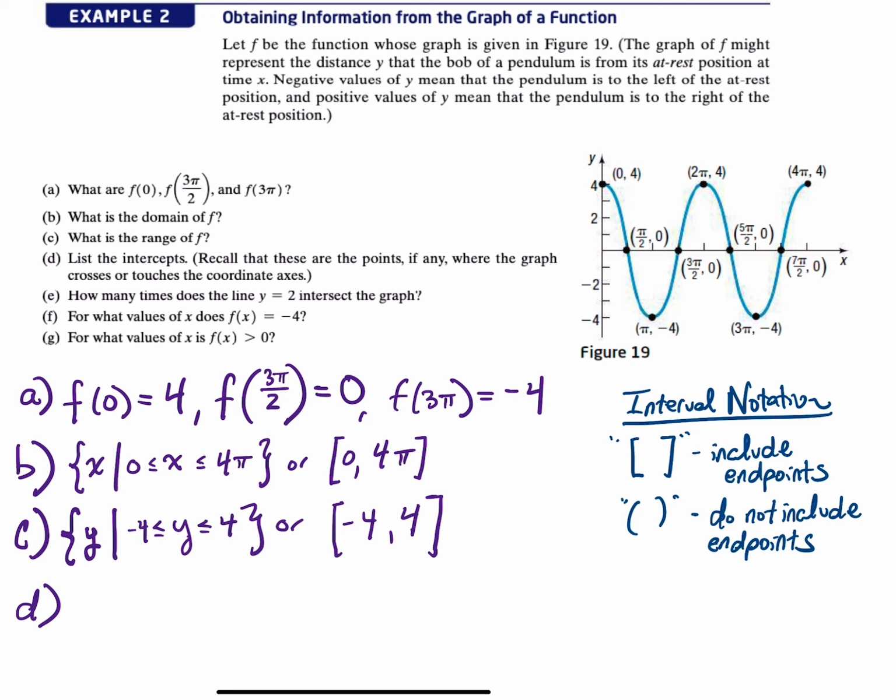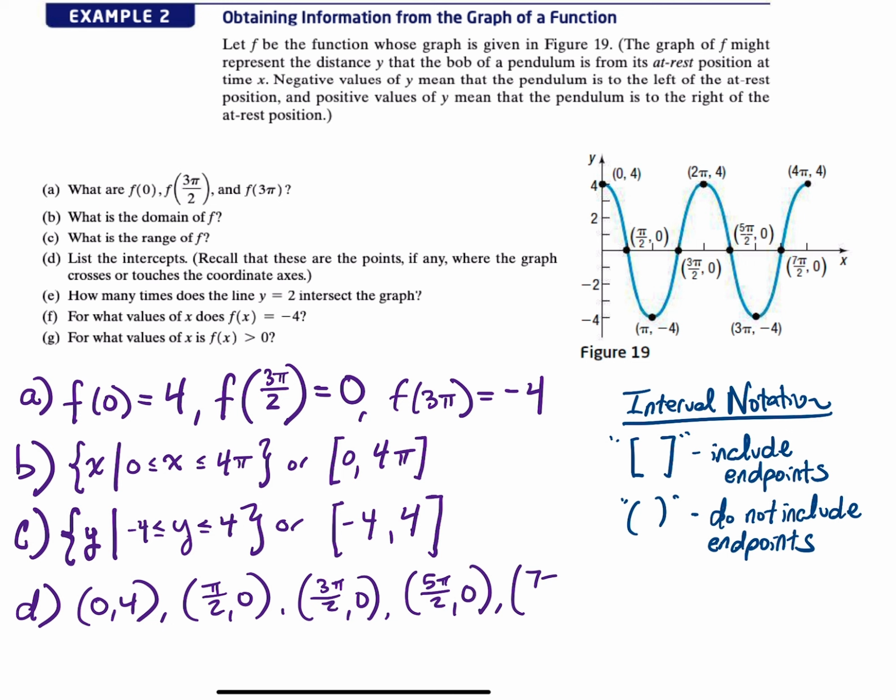So let's just list them, and let's list them as coordinate points. So we have the point 0, 4, the point pi over 2, 0, the point 3 pi over 2, 0, the point 5 pi over 2, 0, and the point 7 pi over 2, 0. So it's pretty nice when we have the graph, because we can just look and pull this information from it.